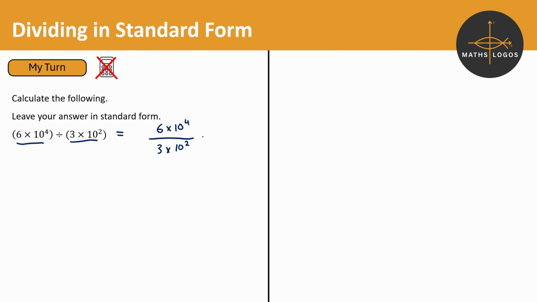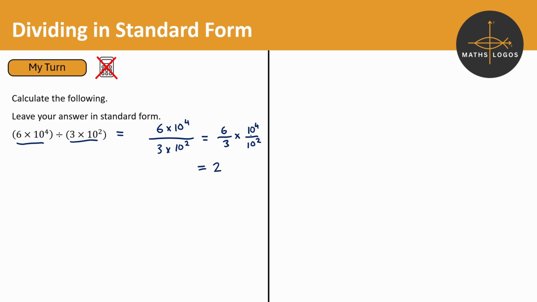Now what I can do is split this into two fractions. On the first fraction, I've got 6 divided by 3. And I'm going to be multiplying that by 10 to the power of 4 over 10 to the power of 2. Okay. 6 over 3 is 6 divided by 3, that is 2. And 10 to the power of 4 divided by 10 to the power of 2.